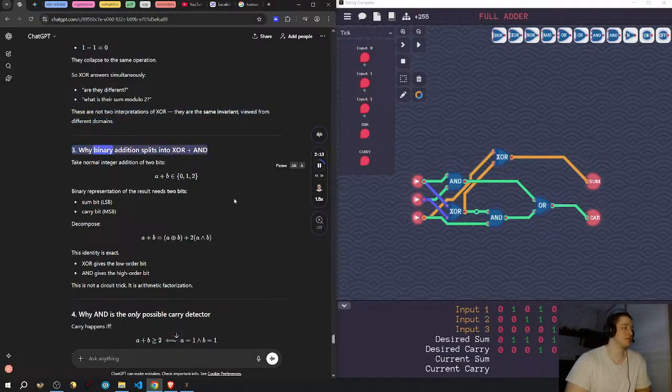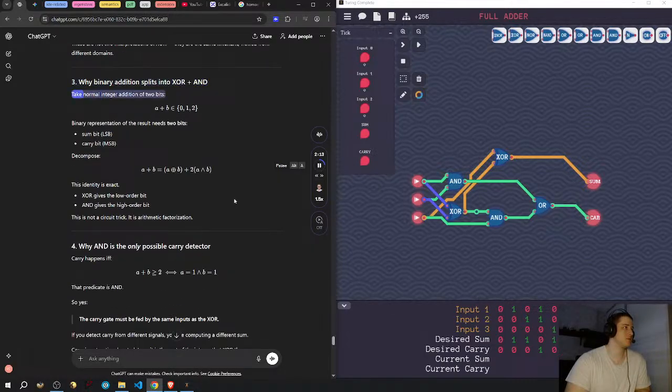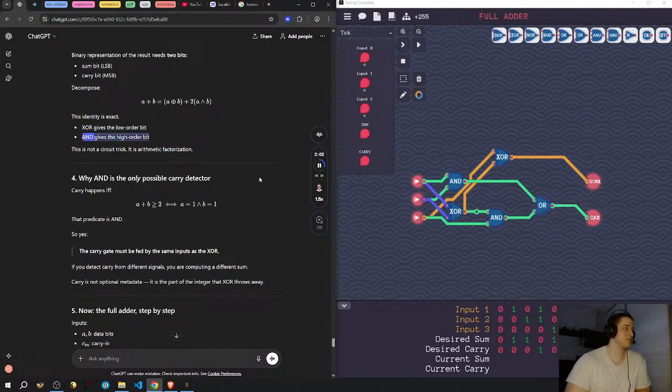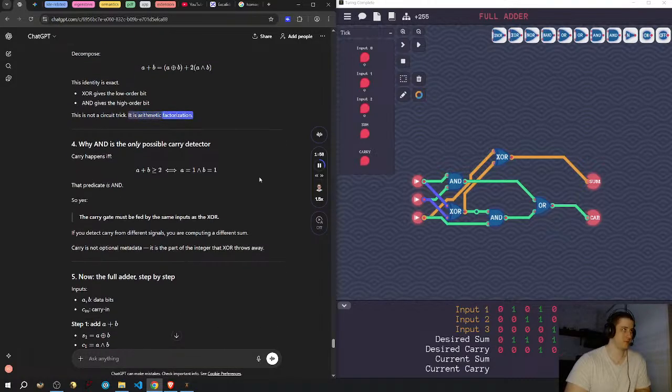3. Why binary addition splits into XOR plus AND. Take normal integer addition of 2 bits. A plus B, binary representation of the result needs 2 bits. Sum bit, LSB. Carry bit, MSB. Decompose. A plus B equal to (A XOR B) plus 2 times (A AND B). This identity is exact. XOR gives the low order bit, and AND gives the high order bit. This is not a circuit trick. It is arithmetic factorization.